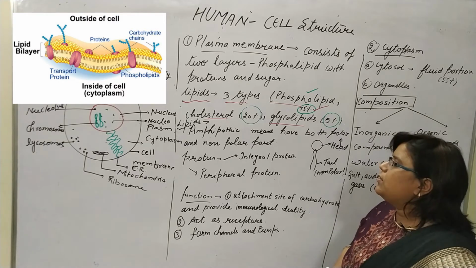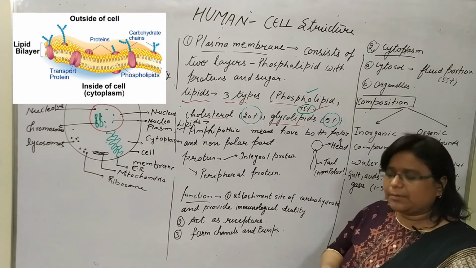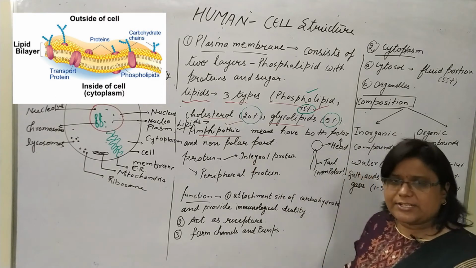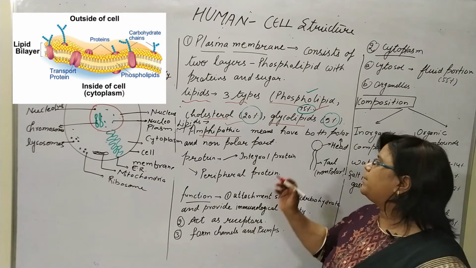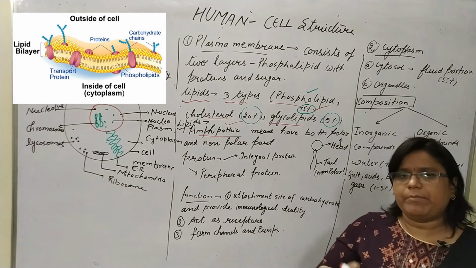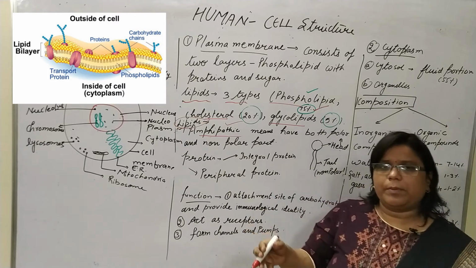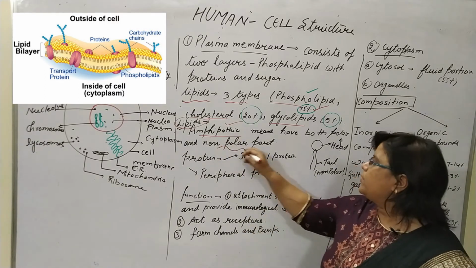As the lipid has both polar and non-polar parts, we say it has an amphipathic nature. Any compound having both polar and non-polar parts is known as amphipathic. That is why lipid molecules are known as amphipathic molecules.